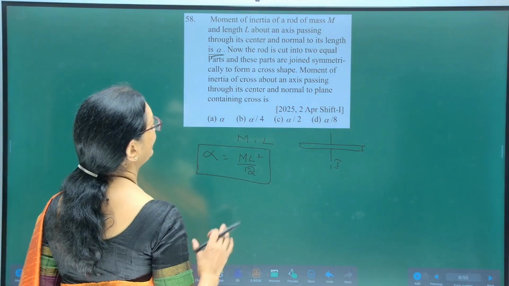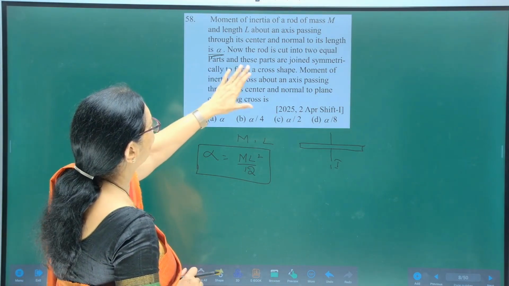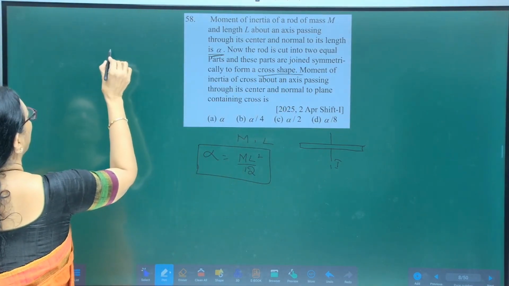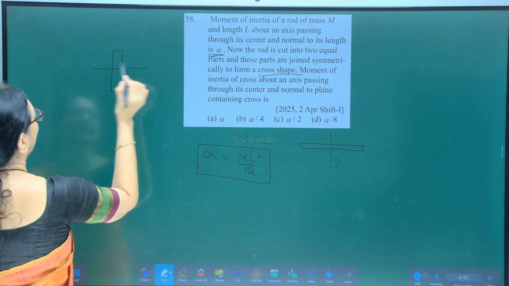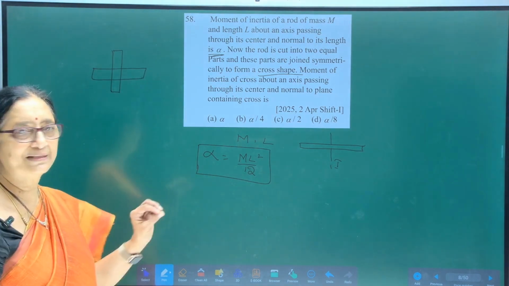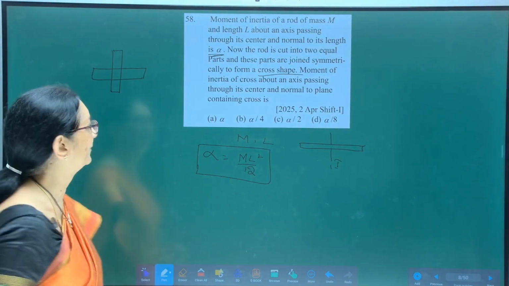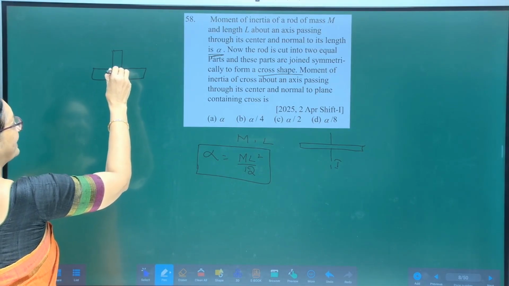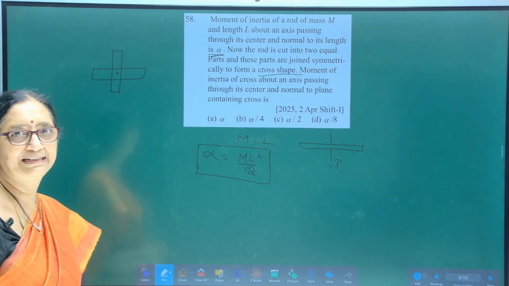Now, it is cut into two equal pieces and these parts are joined symmetrically to form a cross shape. So, the rod is cut into two equal pieces and the two pieces are joined in the form of a cross at right angles at the center. So, what is the moment of inertia of the system about an axis passing through its center and normal to the plane containing the cross?